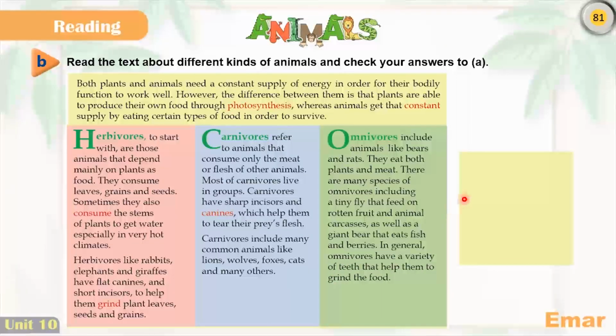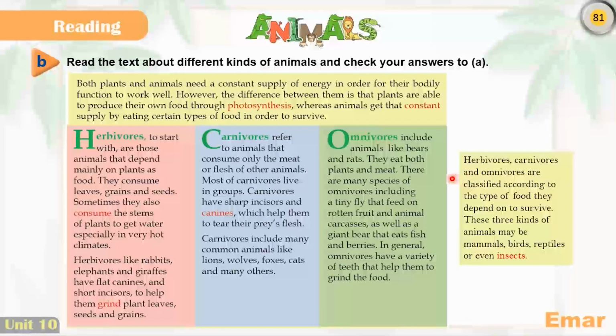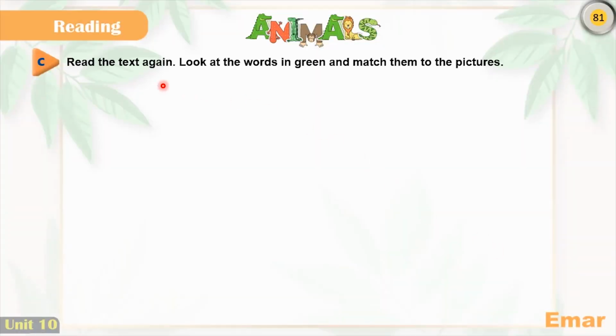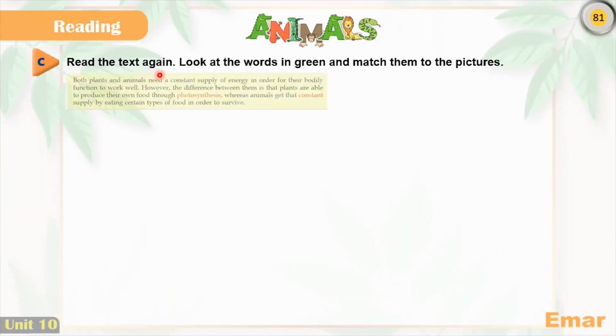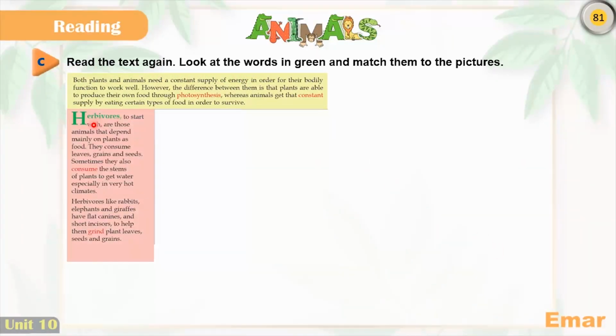Herbivores, carnivores, and omnivores are classified according to the type of food they depend on to survive. These three kinds of animals may be mammals, birds, reptiles, or even insects. Now, let's read the text again. Look at the words in green and match them to the pictures.